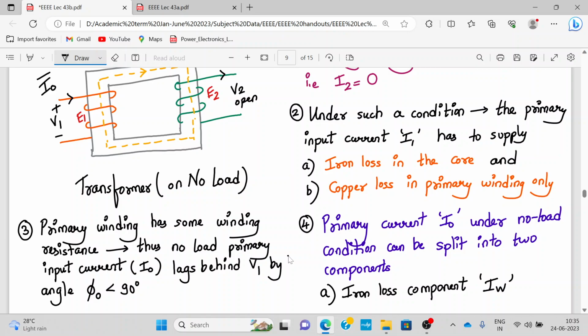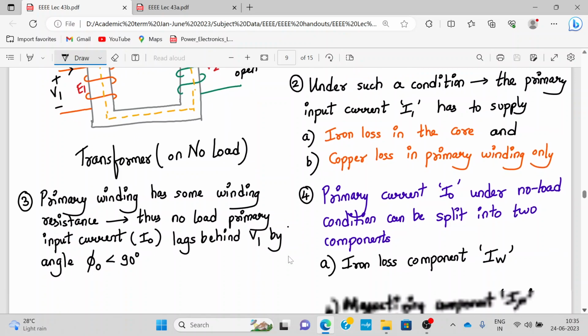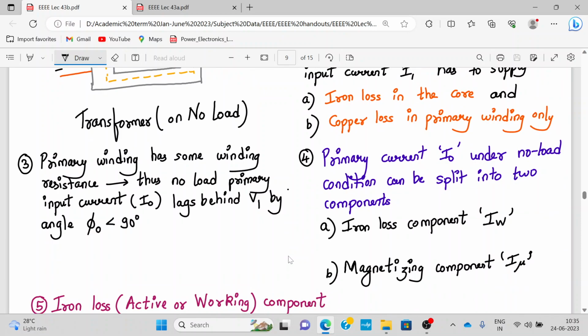Because it's a winding, an inductive winding or inductive coil, the current will lag behind the voltage by less than 90 degrees. The primary current I0, let's say the no load current, under no load condition can be split up into two components: the iron loss component IW and the magnetizing component I mu.